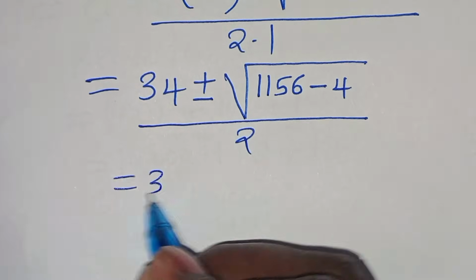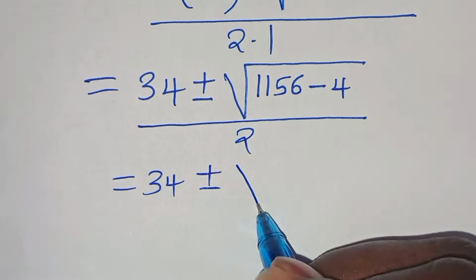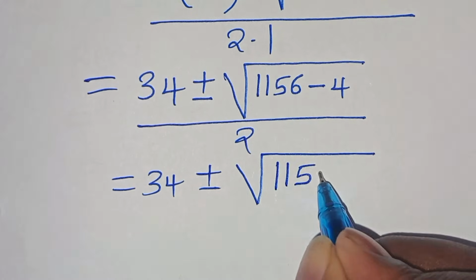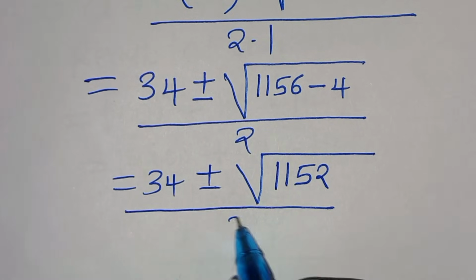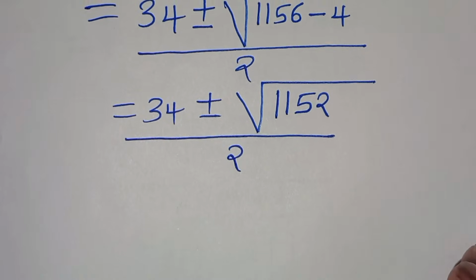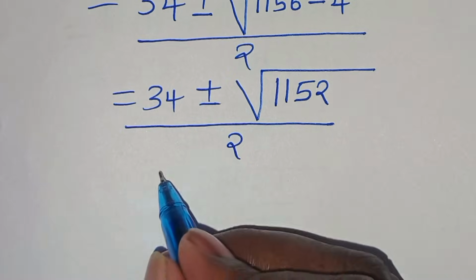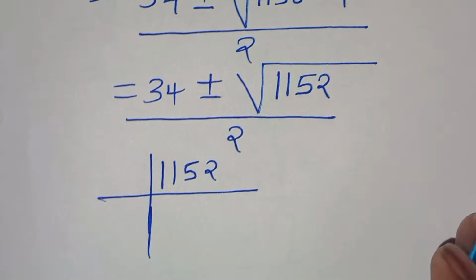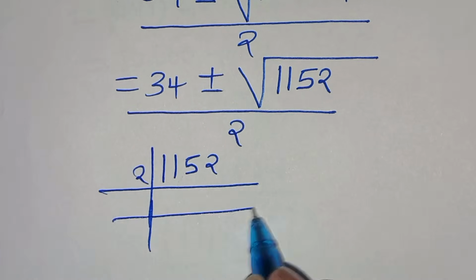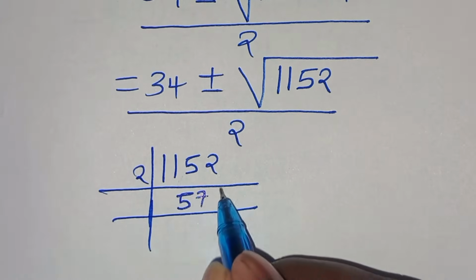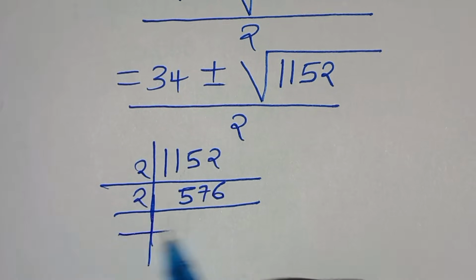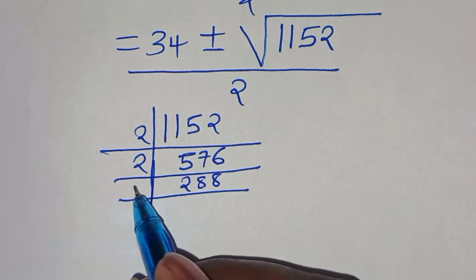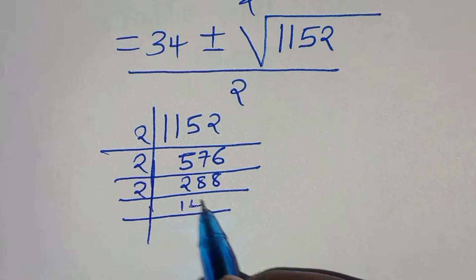So this is 34 plus or minus the square root of 1156 minus 4. This is the square root of 1152, divided by 2. Now, we have that 1152. Now, if we divide this by 2, this is the same thing as 576. If we divide by 2 here, 576 divided by 2, this is 288. 288 divided by 2, this is 144.